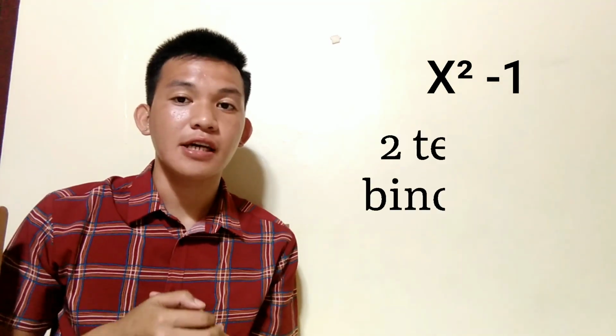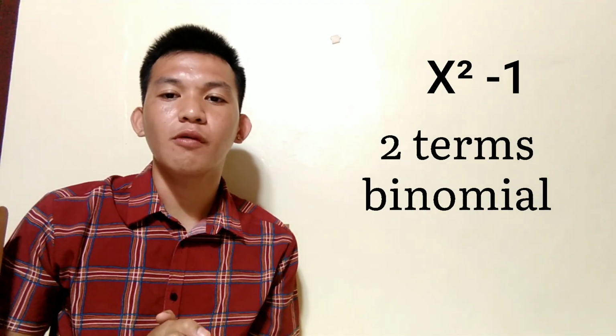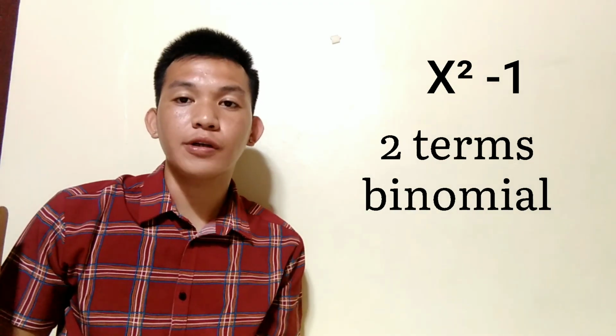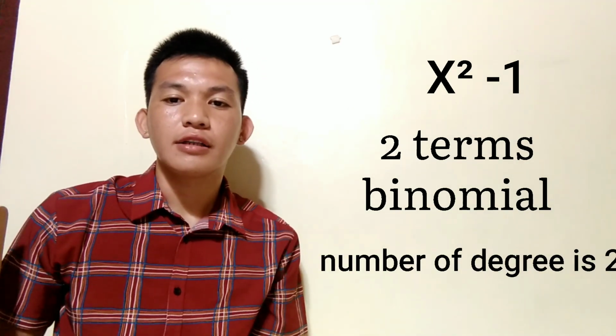In the first round, I have here x squared minus 1. How many terms are there in x squared minus 1? Very good. There are 2. 1 point for group 1. What is the degree? There are 2. Okay, very good. So group 1 will have 5 points. You are very good at identifying the terms and the degree of algebraic expressions.